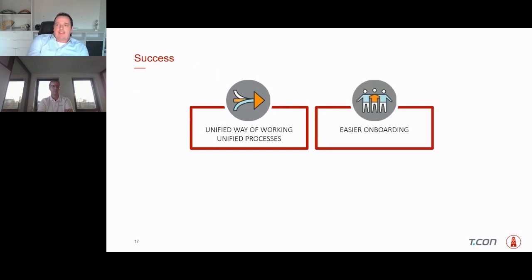With that said, in the end, also with having more simple processes and having processes which are working in Germany, the onboarding of new colleagues is much easier.